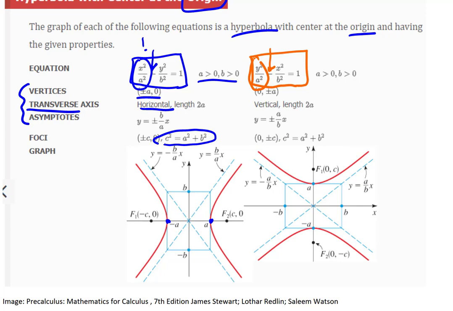Now, if I can trace that back through all these characteristics like we just did for the previous setup, notice when the y variable is first, your transverse axis is vertical. That goes with the y variable. And notice that in the graph of this thing, there are two branches, two parabolas, and they would intersect the y-axis. That's where the vertices are.